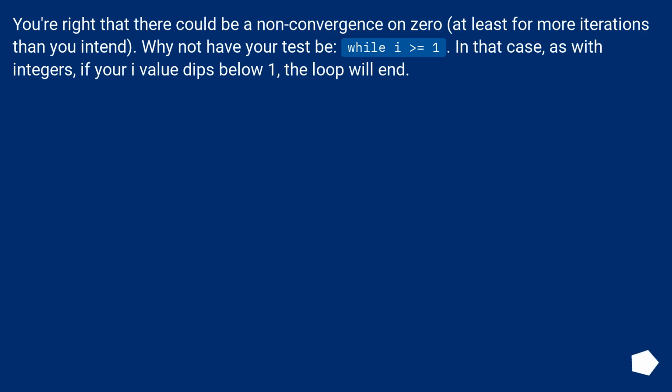You're right that there could be a non-convergence on 0, at least for more iterations than you intend. Why not have your test be while I >= 1? In that case, as with integers, if your I value dips below 1, the loop will end.